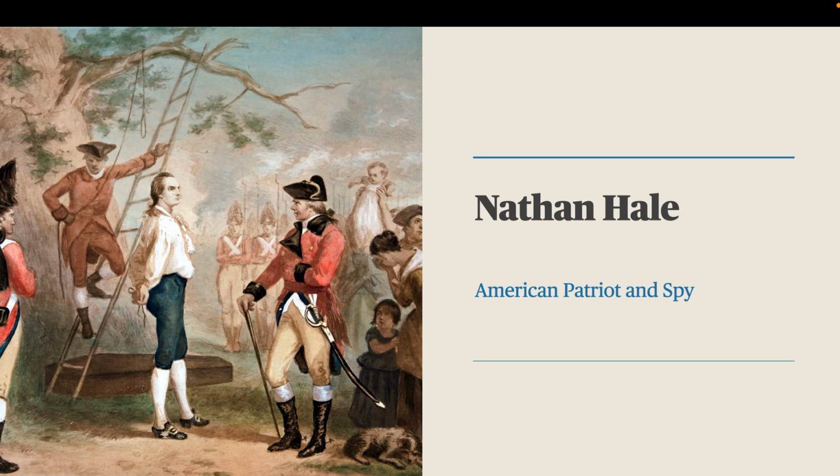He was a hero for his willingness to die for his country, but from an intelligence perspective, he was a lousy spy. Hale was commissioned captain in the Continental Army in the New York City area and was used by Washington as sort of a ranger-like unit to conduct tactical reconnaissance of the British activities.